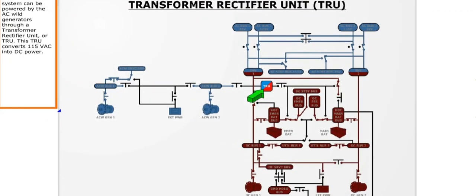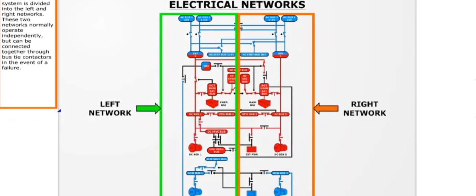The DC electrical system can be powered by the AC wound generators through a transformer rectifier unit, or TRU. This TRU converts 115 volts AC into DC power. The electrical system is divided into the left and right networks. These two networks normally operate independently, but can be connected together through bus tie contactors in the event of a failure.